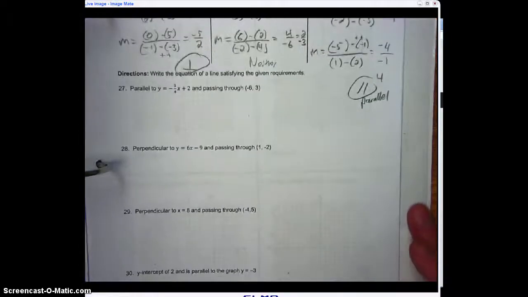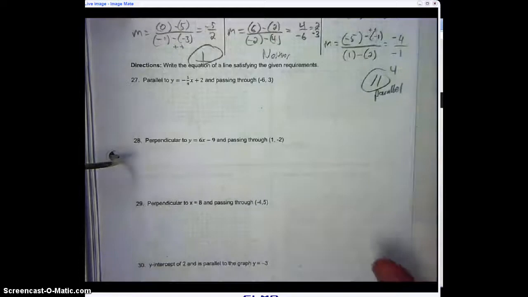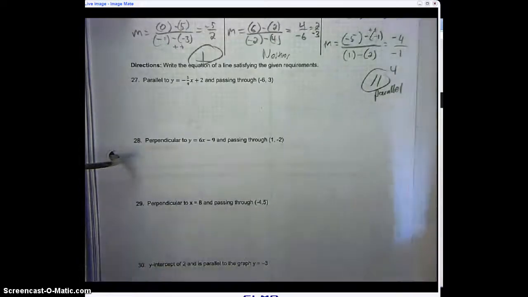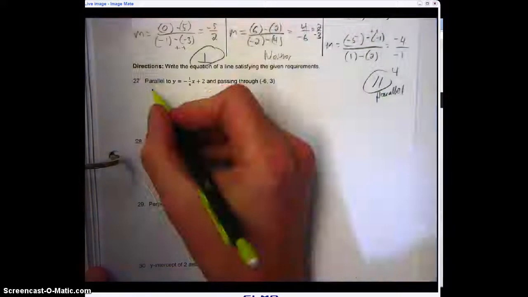Okay, last set. Write the equation of a line satisfying the given requirements. There are 2 of these on your test. Basically, this is a very important section. That's why I'm doing this video, in addition to the fact that I'm not here, so you can watch this a few more times. Okay, it's parallel to this one.